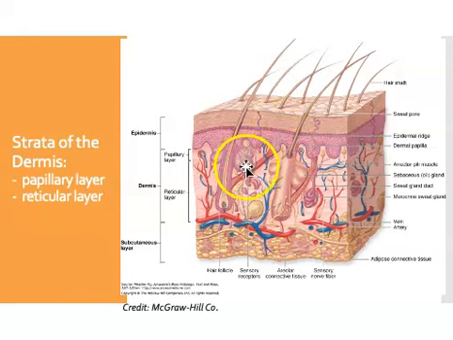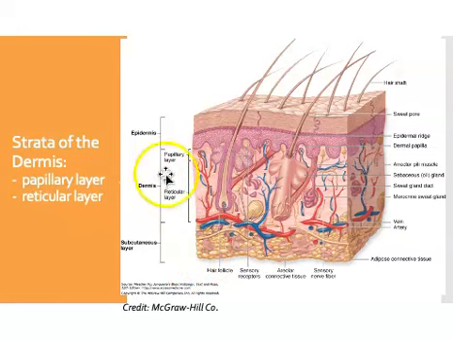Everything below that point down to the level of these blood vessels is dermis. So from here to about here, that's dermis. And you'll see that that is a much thicker layer compared to the epidermis. And of course, below the dermis, below the integument, is the hypodermis.